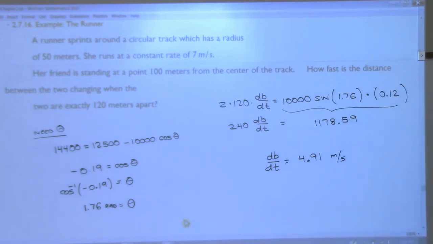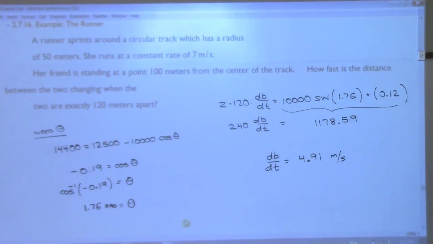Y'all agree with this? For that answer, would you put plus or minus 4.91? You could put plus or minus because it would depend on if she's going towards or away. I'm not going to take off points if you get through all the rest of the problem and forget plus or minus. But it is correct to think of it both ways.